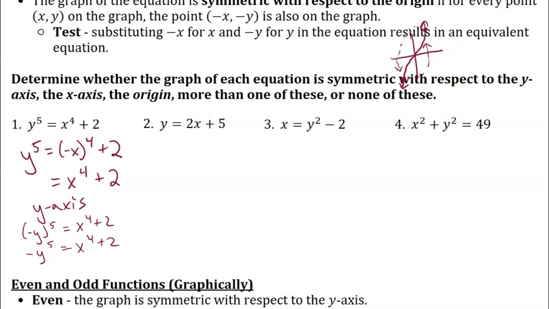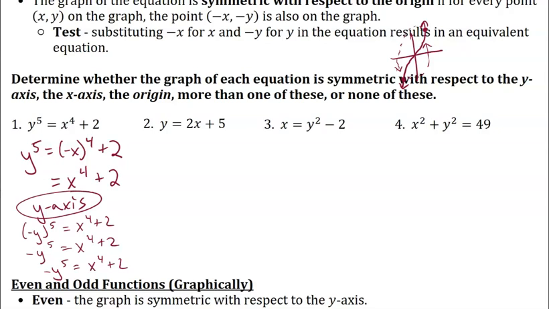If we plug in a negative x and a negative y, I'll go ahead and write this out, but we can see that we're going to end up with the negative y to the fifth on the left, but x to the fourth will be the same on the right, so it doesn't have that symmetry either. So this just has symmetry with respect to the y-axis.